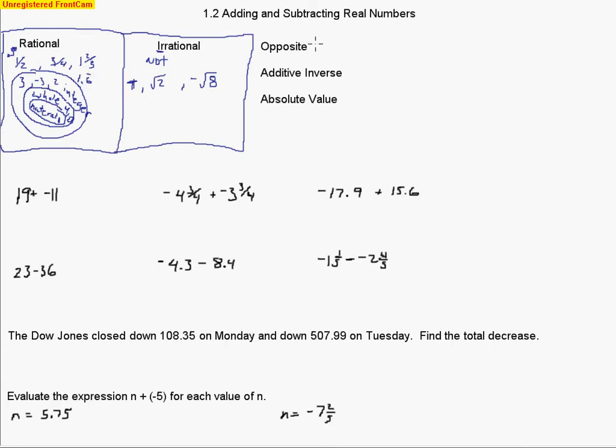Well, we have a couple other words that we want to go over. Opposite. Opposites are numbers that are an equal distance from 0 on a number line. For instance, if I had the number 3, the opposite of 3 is -3. Those are opposite one another on the number line. And the number 4, the opposite of that would be -4. So those are opposites.